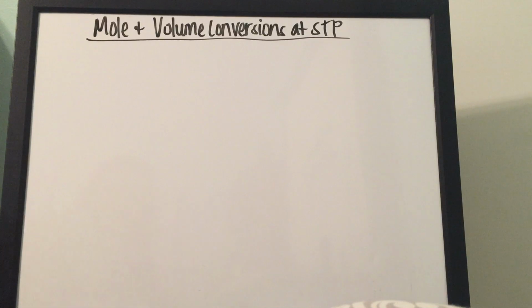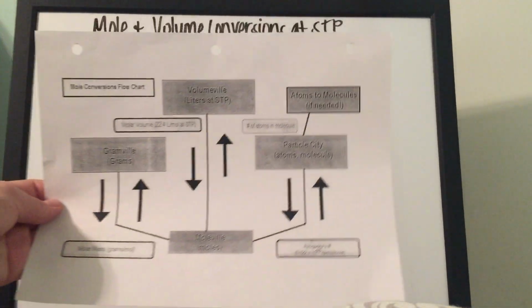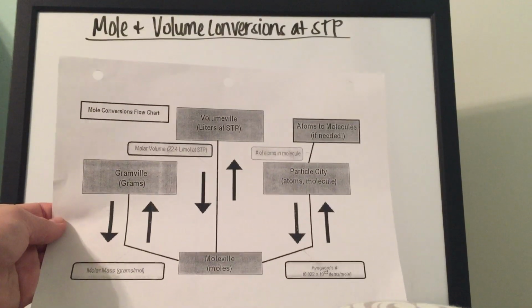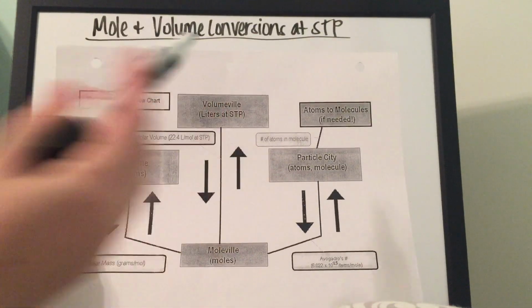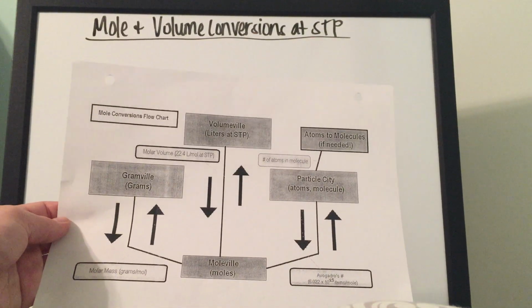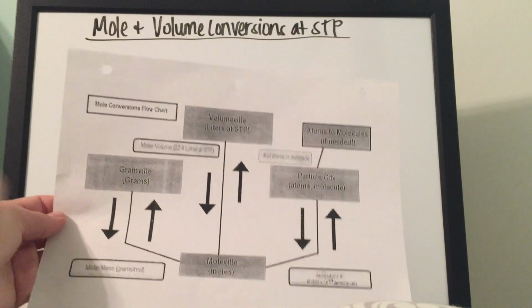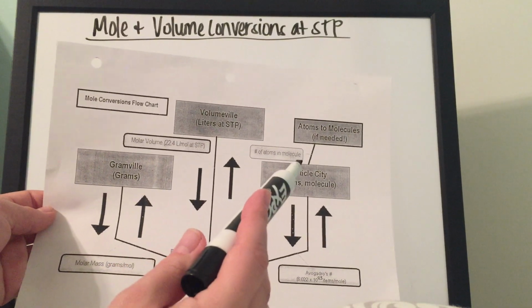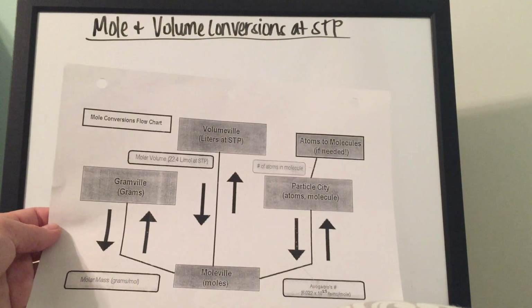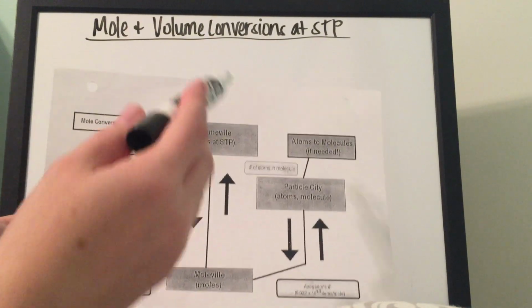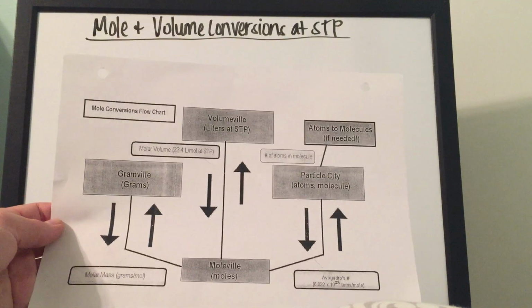Okay, so today's discussion is going to be on this whole idea of our mole roadmap, but we're going to talk about the section that we have not visited yet, which is this idea of volume. So we spent the past few days talking about grams and moles and atoms and molecules and how we can convert between those things. And we have this one missing piece of the puzzle, which is volume and how it relates to this roadmap.